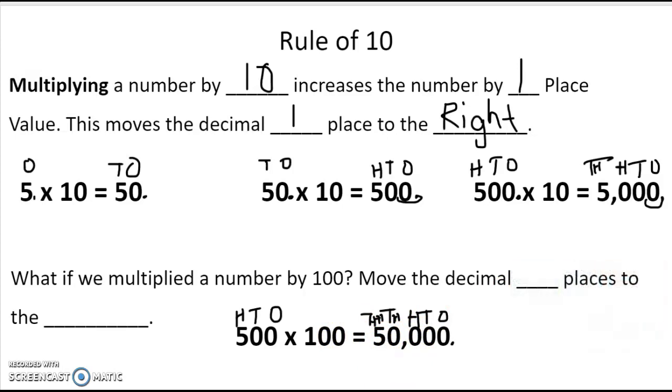So I'm going to make my picture go away. What if we multiplied a number by 100? It would move the decimal 2 places to the right. And my digit moves 2 higher place values. Because remember, this is where my decimal was. And it went boop, boop, 2 places to the right.